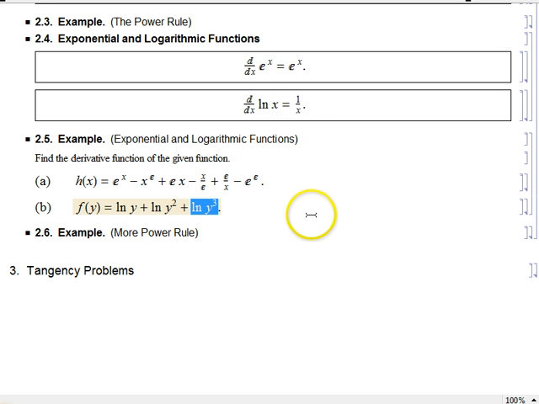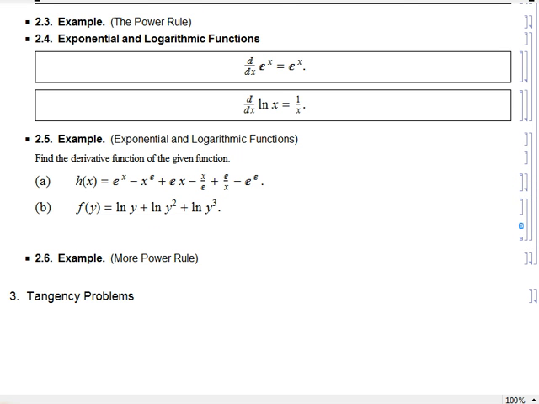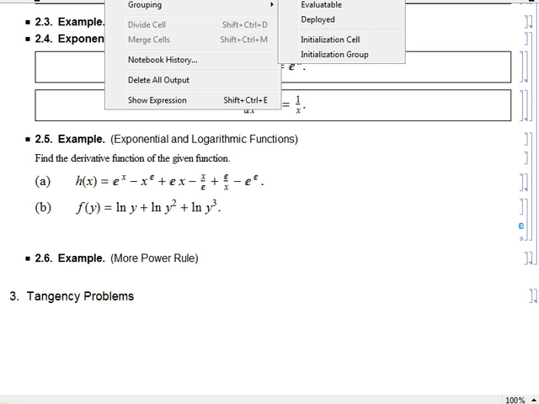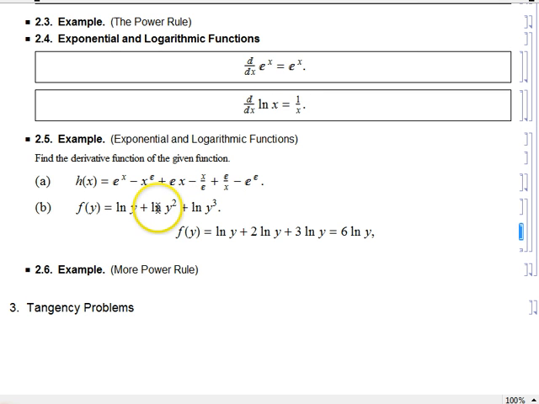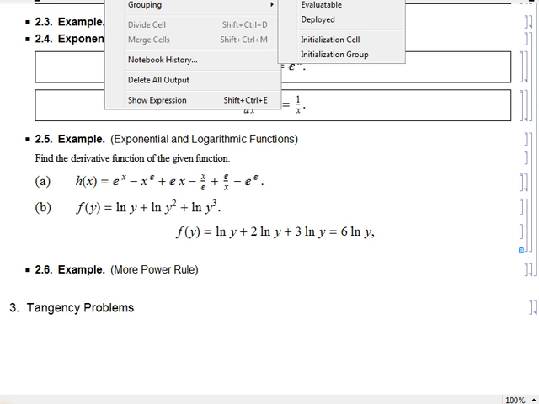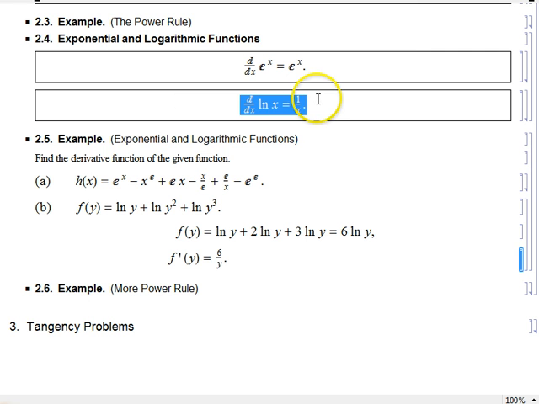Well, if you remember the log rules, you'll be able to simplify that. 2 comes out, 3 comes out, and what do you get? Simplifying, you get 6 log of y. So applying that derivative rule for the logarithmic function, 6 times 1 over y, you're going to get 6 over y.